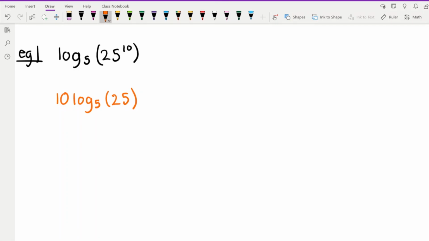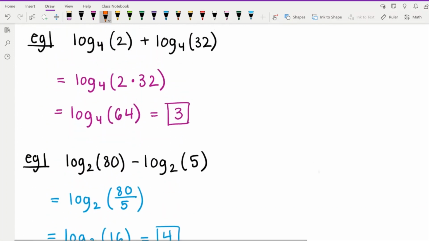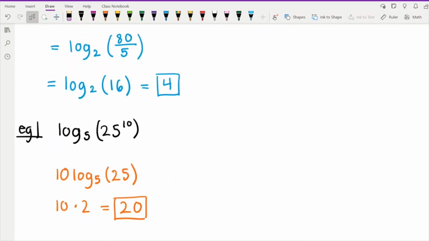So we have 10 times log base 5 of 25. And so what is log base 5 of 25? Well, that is 2, right? Because 5 squared is 25. And so we have 10 times 2. And so our final answer is 20. So basically, as we've seen now, these rules can be used both algebraically to rewrite expressions in different ways, but they can also be used to help us actually evaluate logarithms.